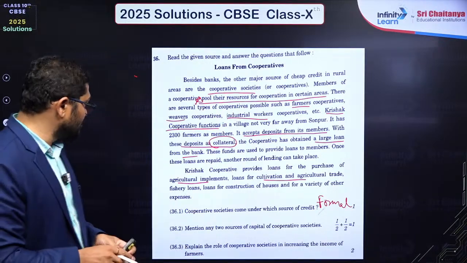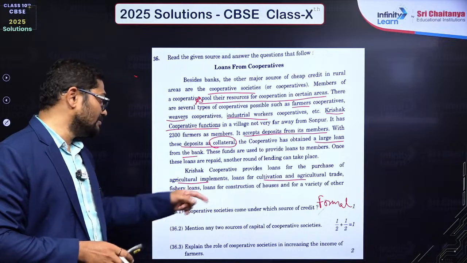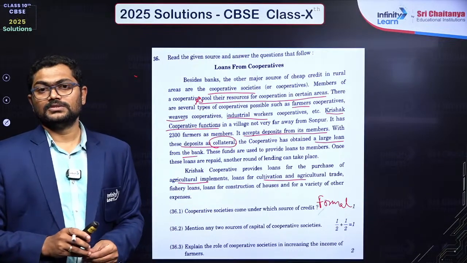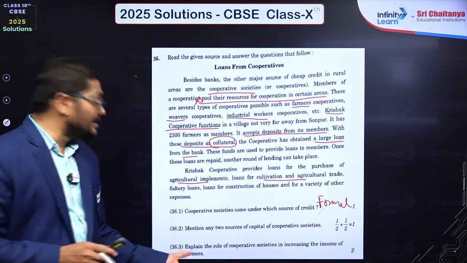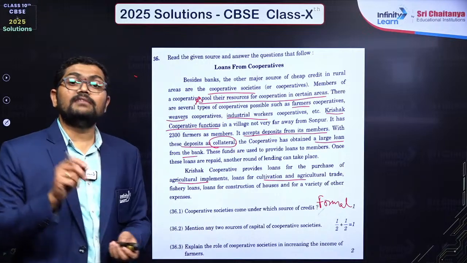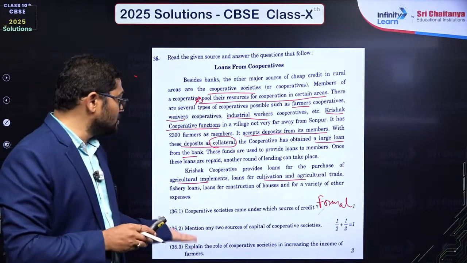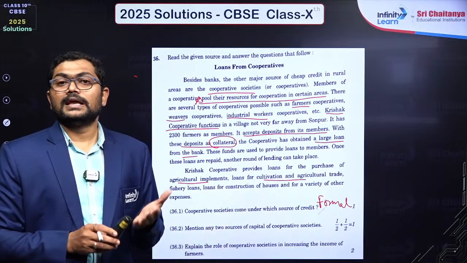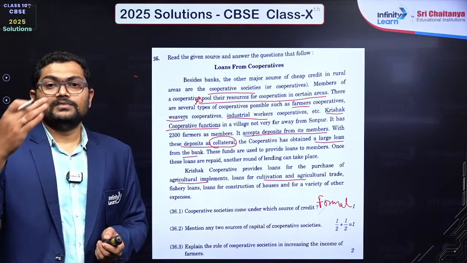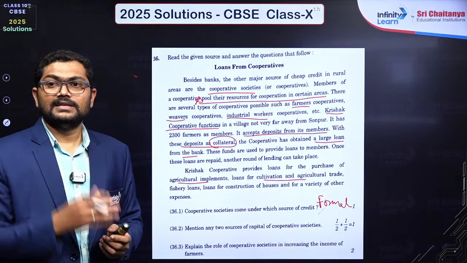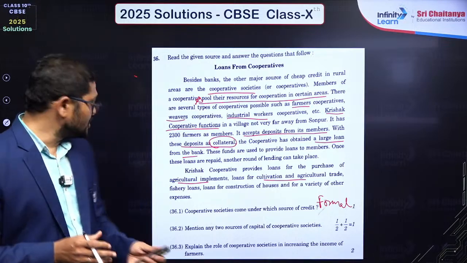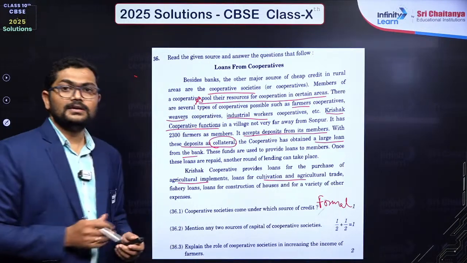So that's the point we need to write for question number 36.3. Even without the collateral, they are able to avail the loan facilities, and whenever credit is available to the cooperatives or the farmers, they can use it for the development of agriculture or the activity they are doing. So that's how we can write the answer for 36.3.